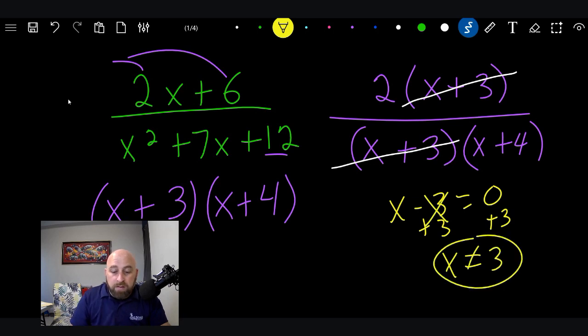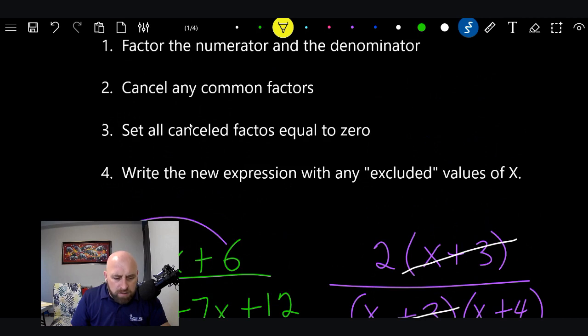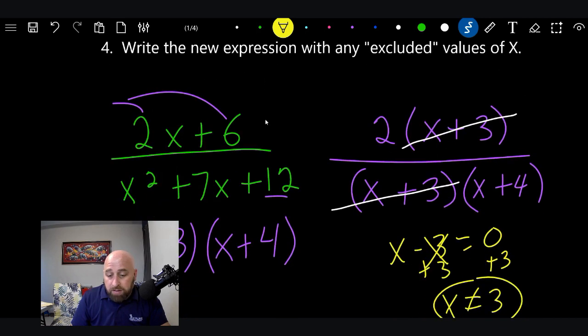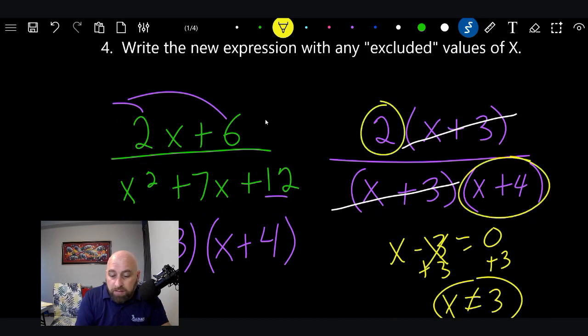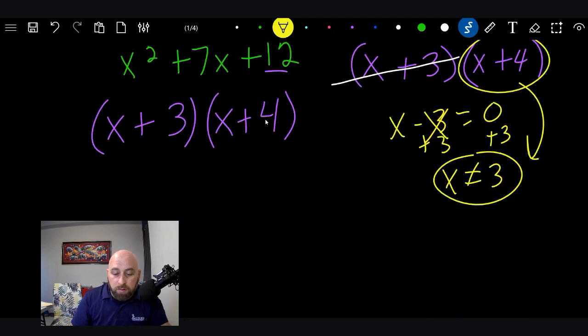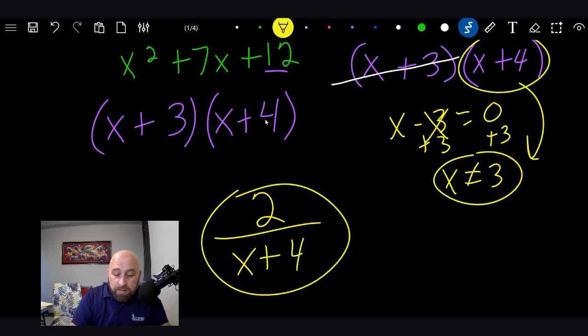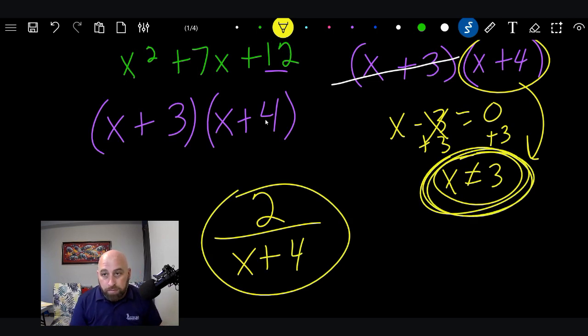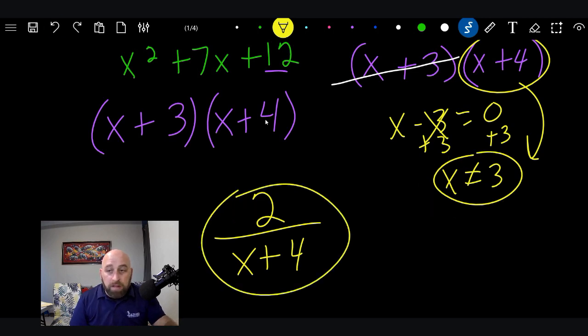Okay? So now how do we write this? Write the new expression with any excluded values of x. So what's our new expression? Well, we have a 2, and we have an x plus 4, and then down here we have that. So we're going to write 2 over x plus 4. And that would be part of our answer, and then this would be part of our answer as well. x cannot equal -3. Okay? And so that's how you do that. Just follow the steps.